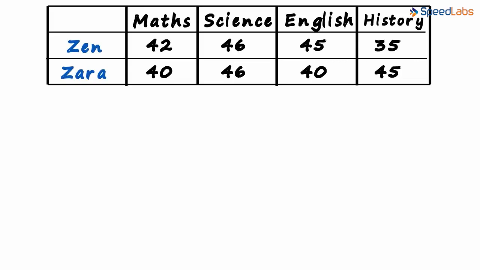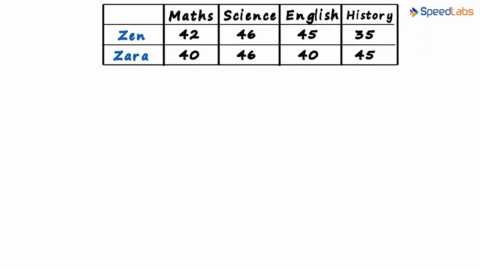We know that bar graphs are used to represent data aesthetically, but there are different kinds of graphs that can be used to represent different kinds of data. Say we want to compare the marks of Zen and Zara in 4 subjects: Maths, Science, English and History. These are the marks they obtained in the 4 subjects.